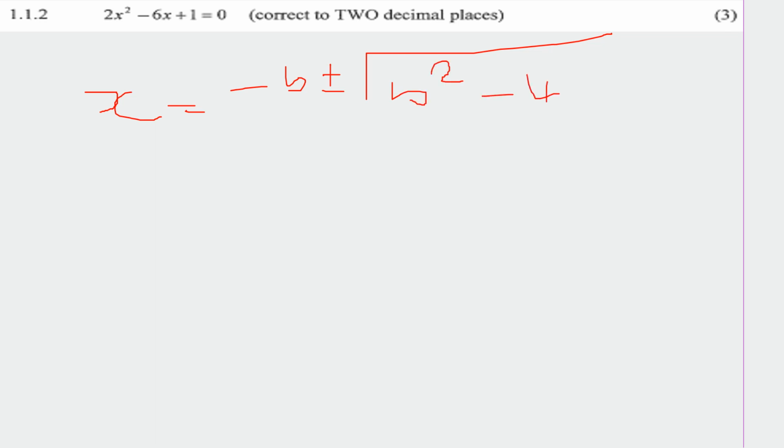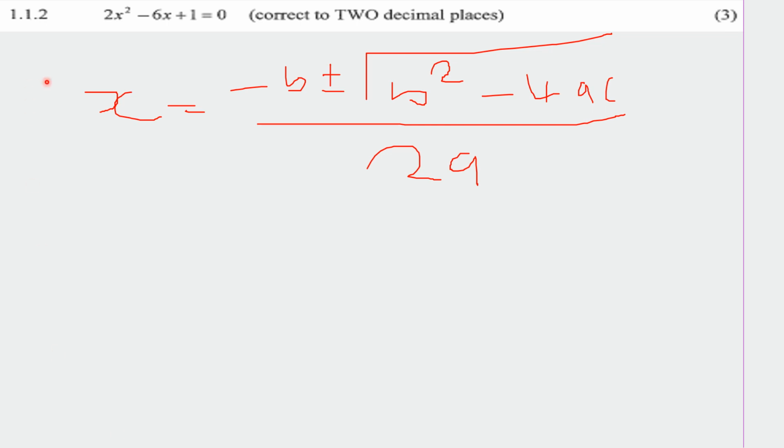So remember the formula of quadratic is: x is equal to minus b plus or minus the square root of b squared minus 4ac, all divided by 2a. So this is the quadratic formula. Like I said, people, please forgive my handwriting, but as time goes, it will be good.